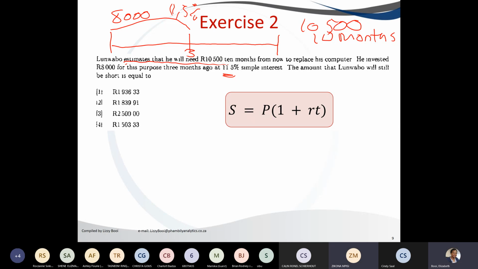8,212.31 will be your future value for the first one. So let's go. S is equal to the investment future value: S is equal to 8,000 times 1 plus RT, where 8,000 is our P. Our R is 11.5%, which is 0.115, and our period is 3 over 12. This is 3 months ago.